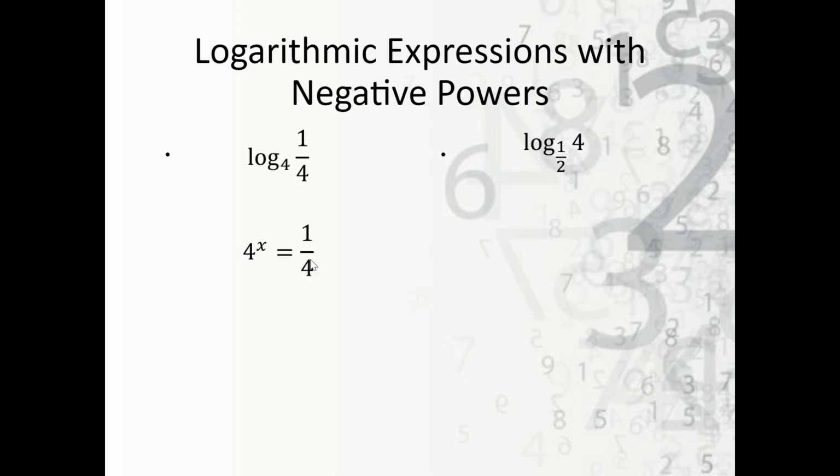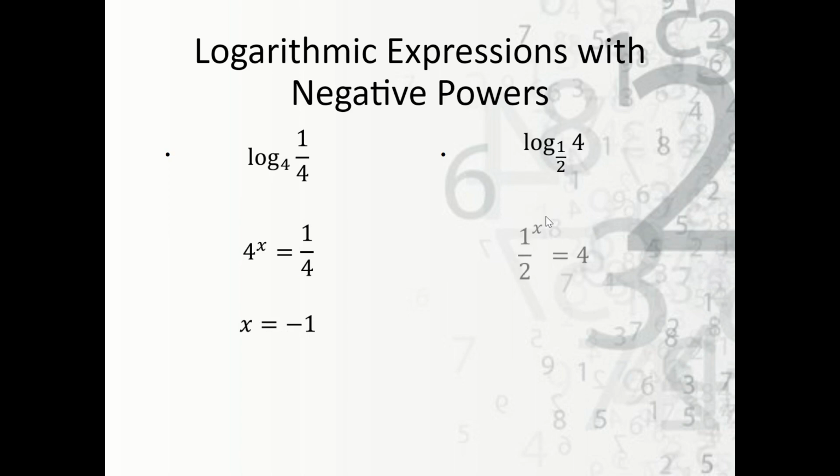What we need to look at here is, as long as the numerator is 1, then we're good. We just need to look at this denominator and see 4 to what power equals 4? Well, 4 to the first power equals 4, so we know it's going to be 1. Because it's in the denominator, we're going to make it a negative power. So this would be 4 to the negative first power equals 1/4. So x equals -1.